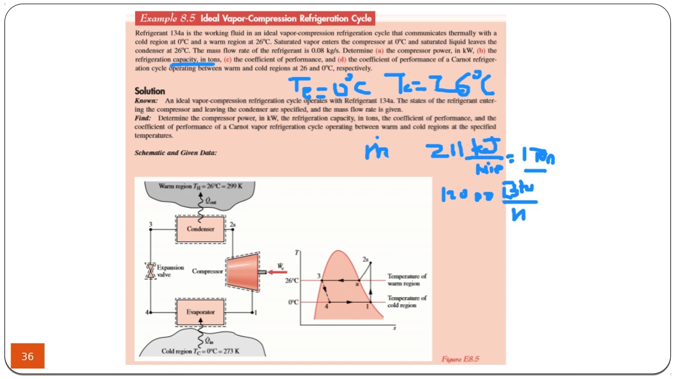Coefficient of performance, which is just output divided by input, and output is always cooling capacity divided by the compressor work.